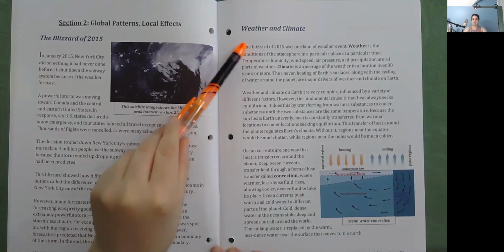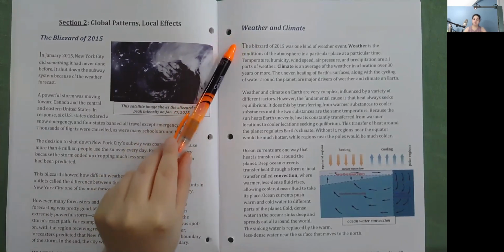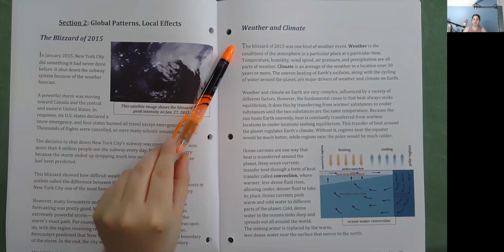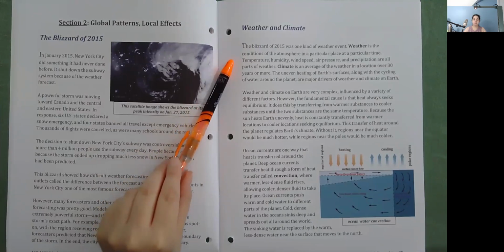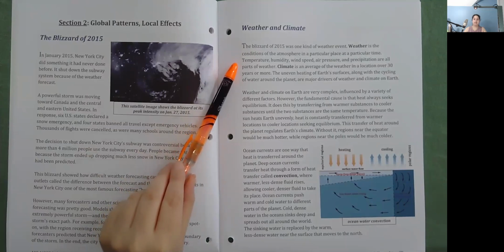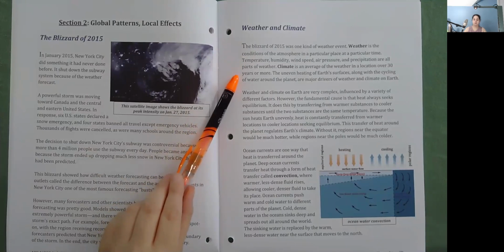Weather and climate. The blizzard of 2015 was one kind of weather event. Weather is the conditions of the atmosphere in a particular place at a particular time. Temperature, humidity, wind speed, air pressure, and precipitation are all parts of weather. Climate is an average of the weather in a location over 30 years or more.